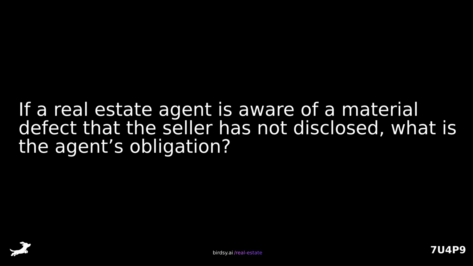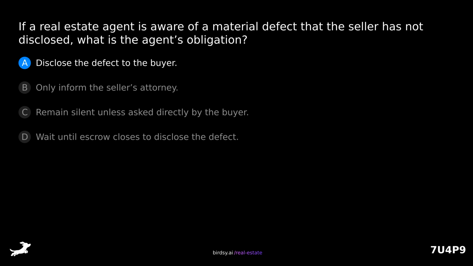If a real estate agent is aware of a material defect that the seller has not disclosed, what is the agent's obligation? A. Disclose the defect to the buyer. B. Only inform the seller's attorney. C. Remain silent unless asked directly by the buyer.